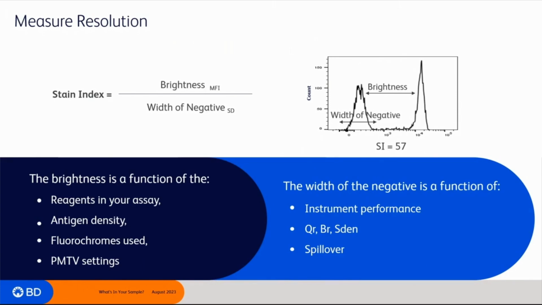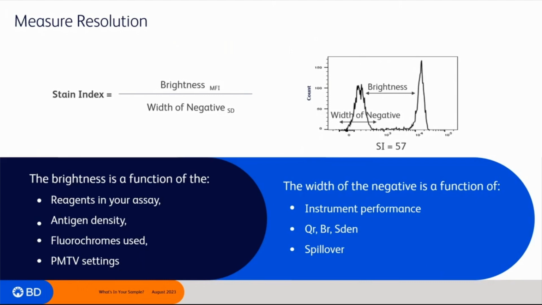How about the width of the negative population? It is measured by the standard deviation of the negative population, which you can find from the statistic table from any analysis software. The width of the negative is influenced by instrument intrinsic factors that you can monitor with your daily QC, and spillover and spread. Some of these will be covered in other parts of the webinar series.